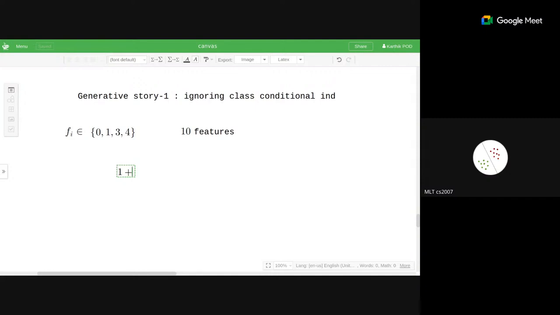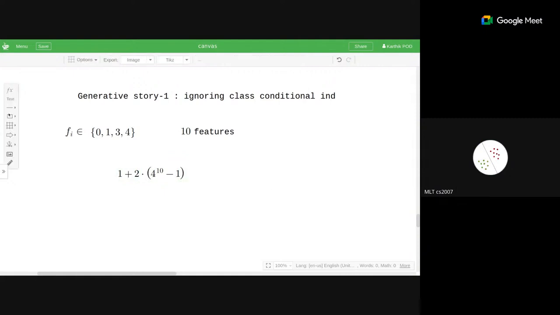Now, what about the others? Then for each class, we'll need 4 power 10 minus 1 parameters. And like that, we have two classes. That is 2 into 4 to the power 10 minus 1. Yes, sir. Okay, that's correct, right?